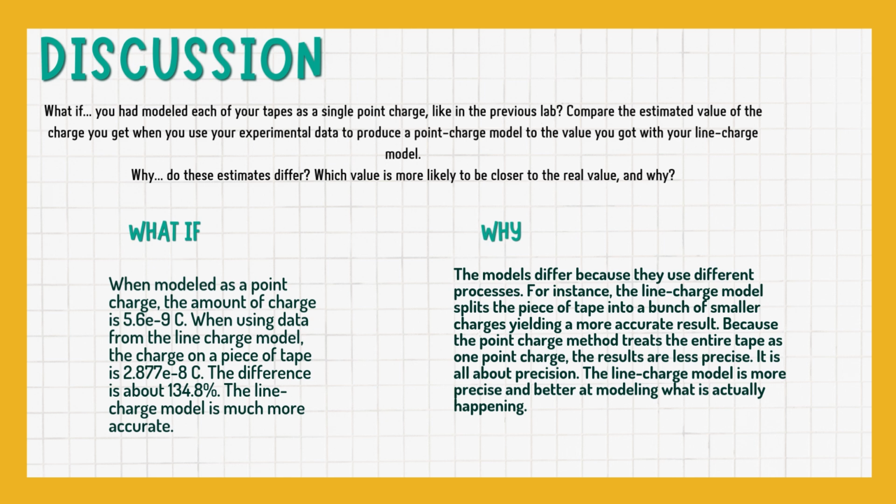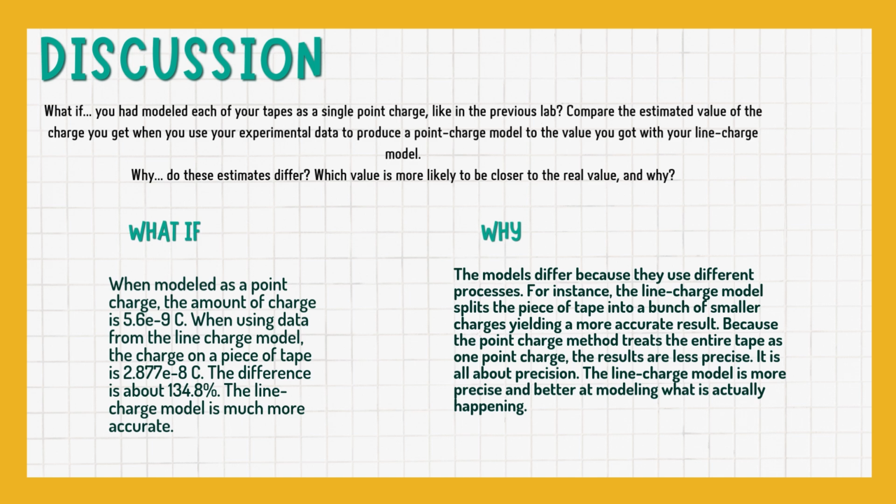So, discussions. What if you modeled each of your tapes as a single point charge like in the previous lab? Compare the estimated value of the charge you get when you use your experimental data to produce a point charge model to the value you got with your line charge model. To answer this what-if question, when modeled as a point charge, the amount of charge is 5.6 e to the negative ninth coulombs, but when using data from the line charge model, the charge on a piece of tape is 2.877 e to the negative eighth coulombs. The difference is about 134.8%. And the line charge model, like I said before, is much more accurate.